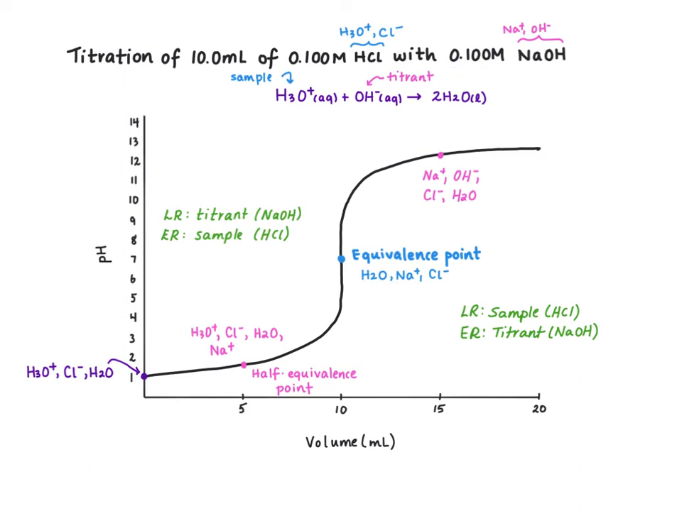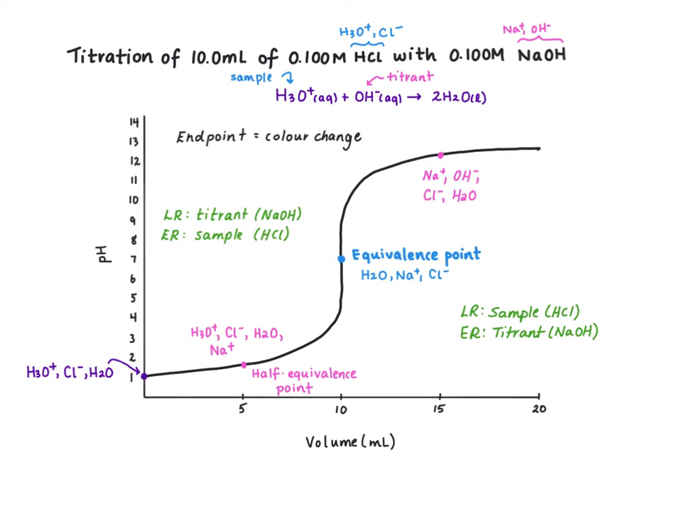The last thing we're going to talk about is choosing an indicator. So you can find indicators on page 10 in your booklet. And when you choose an indicator, you want it to have an endpoint or a color change. So the endpoint of an indicator is where the color change occurs. So we want that color change to happen as close as possible to our equivalence point.